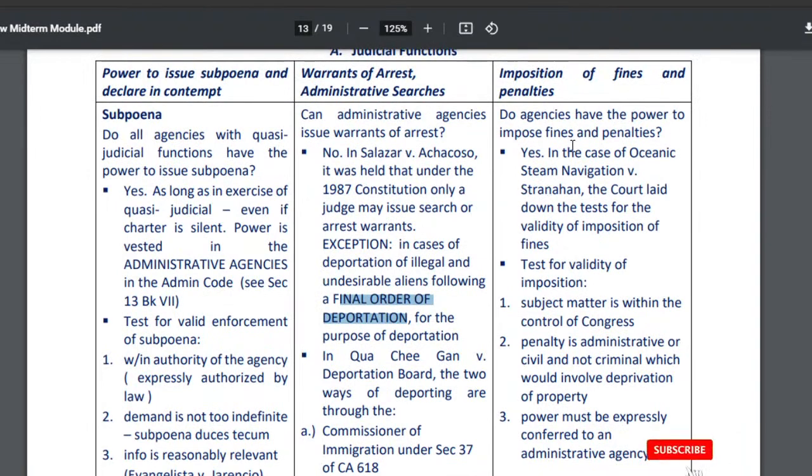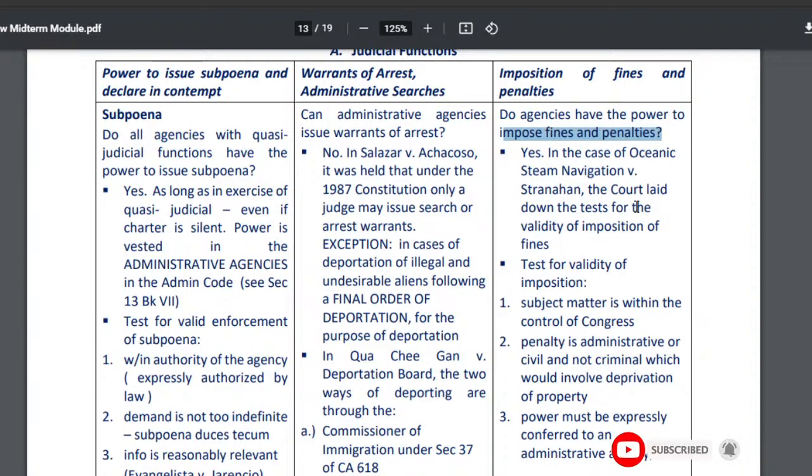Question: do agencies have the power to impose fines and penalties? The answer is yes. In the case of Oceanic Steam Navigation versus Stranahan, the Supreme Court laid down the tests. What are the tests for the validity of imposition of fines? First, you have the subject matter. The subject matter is within the control of Congress. So it has passed through Congress. Subject matter for the imposition of fines and penalties.